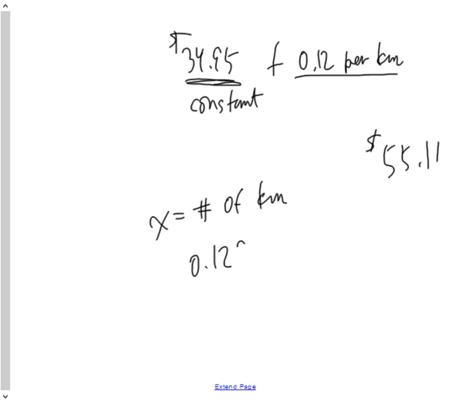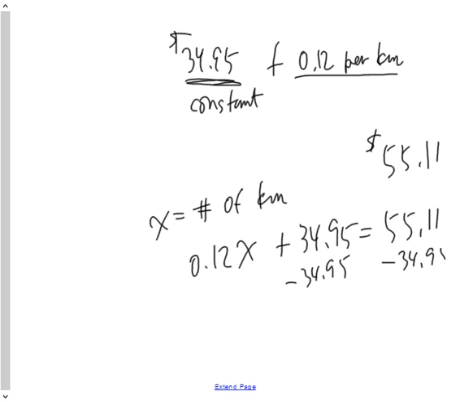So multiplying the number of kilometers by 12 cents and adding the rental cost of the car of $34.95 will equal the before tax price of $55.11. Subtract the cost of renting it. 12 cents a kilometer will equal $20.16. Is that right? Everybody right with that? Is that right? Anybody? Sure. Why not?